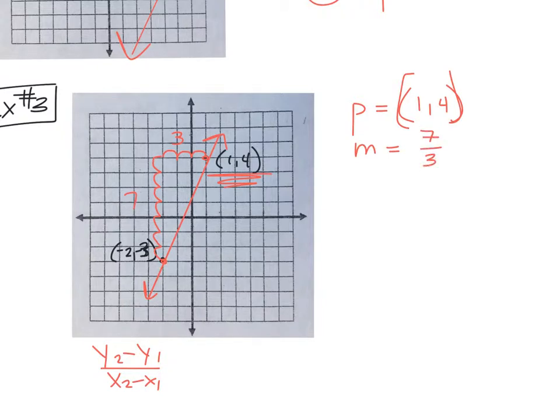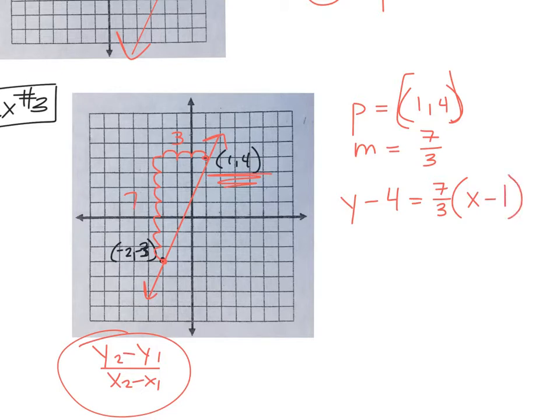Now, you don't have to do that. You're welcome to do this. It's just more work. Okay? So if I'm given this graph and I need to put it into point slope form, what's that going to look like? Y minus 4 equals 7/3 times x minus 1. So if I say, give me the equation of the line, that's your equation.